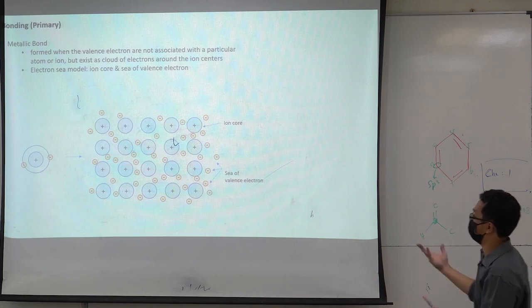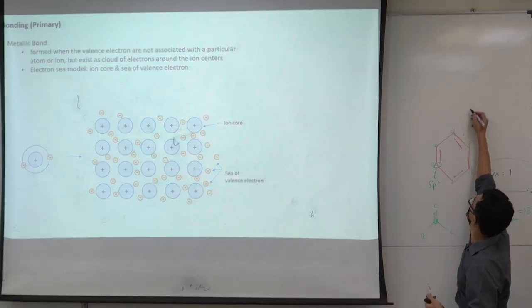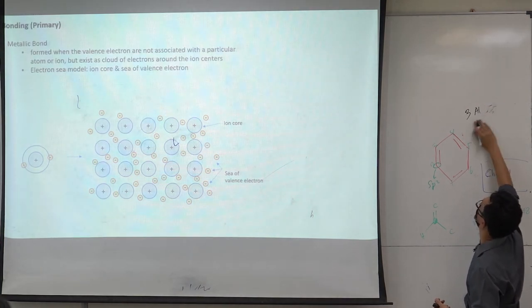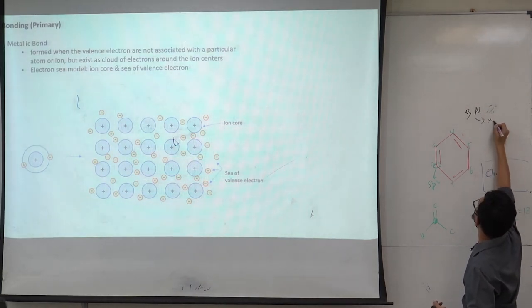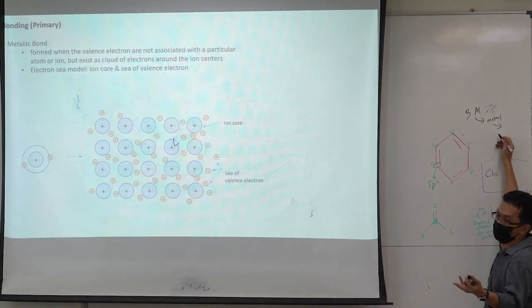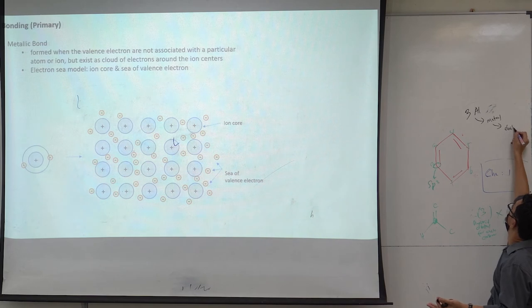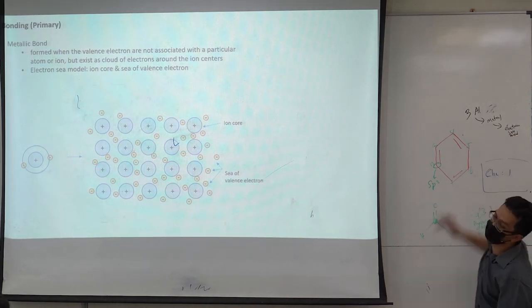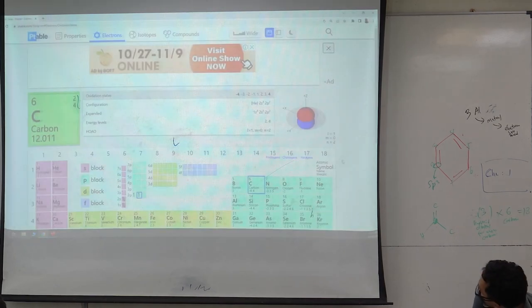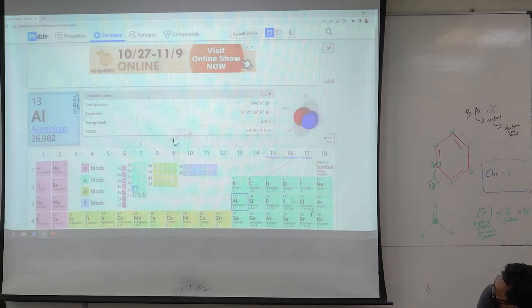So that's why, let's say I ask you, if you have three aluminium atoms, and then you make a metal, and then I ask you to draw an electron sea model. So how do you do this? You need to know aluminium is what? If you look at the periodic table, you can see aluminium here. You can see there are three valence electrons.